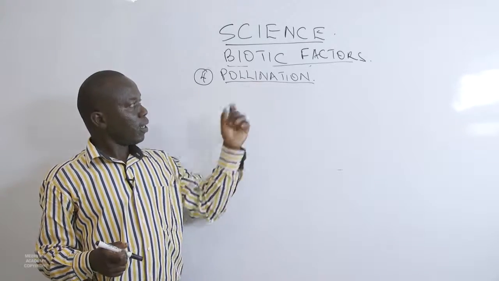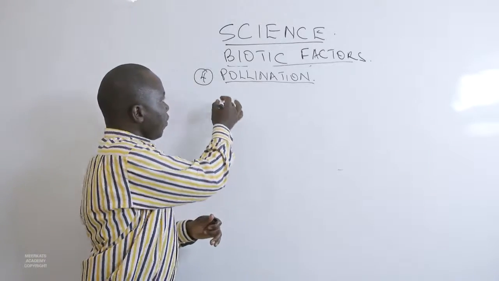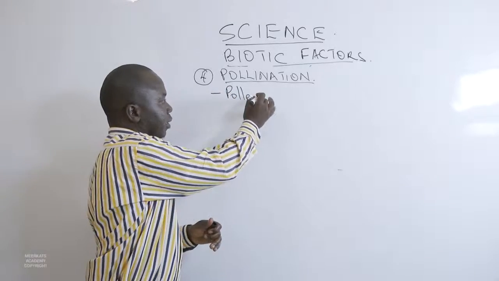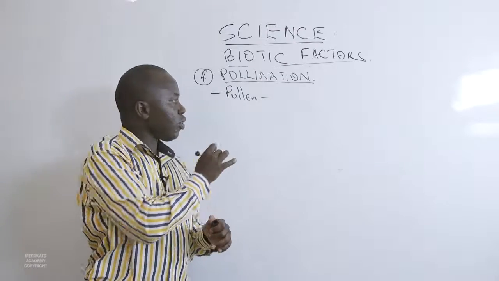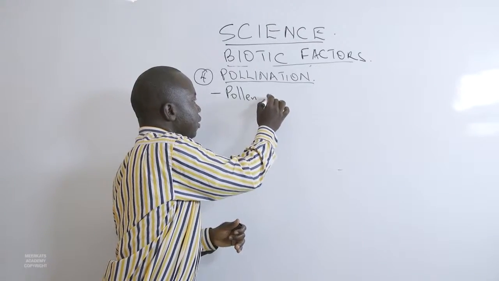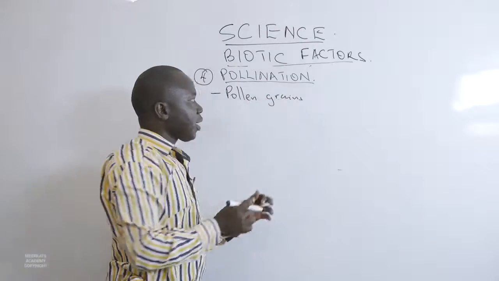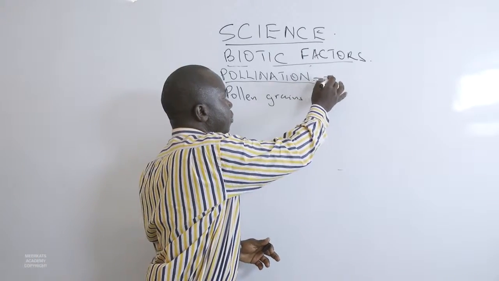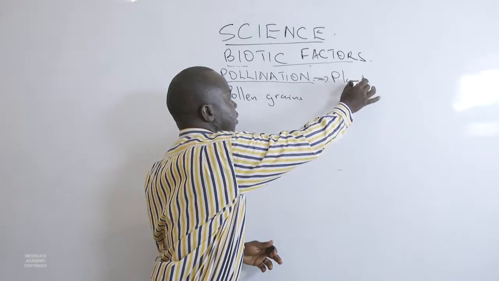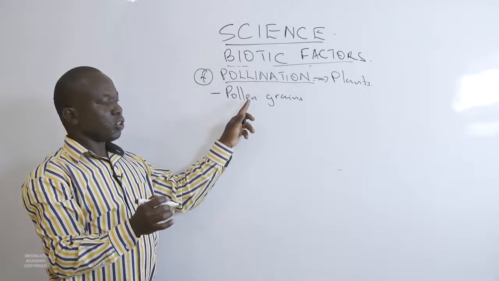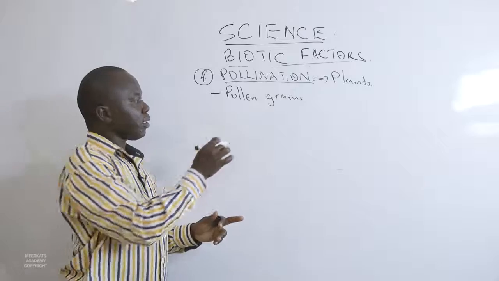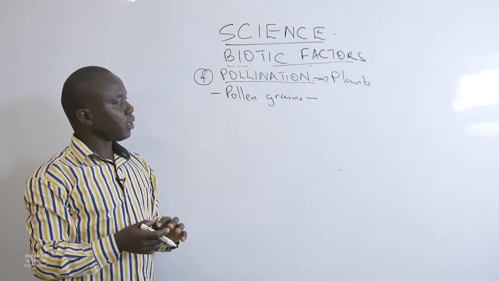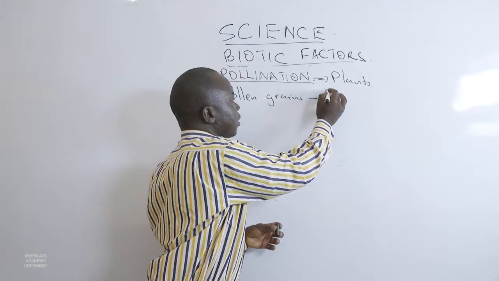So the word pollination is coming from the word pollen. We know the source of pollen grains in plants. It's a major special interactive relationship, mainly for plants. Pollination comes from pollen, which is pollen grains, and we know the source of pollen grains in plants: flowers.